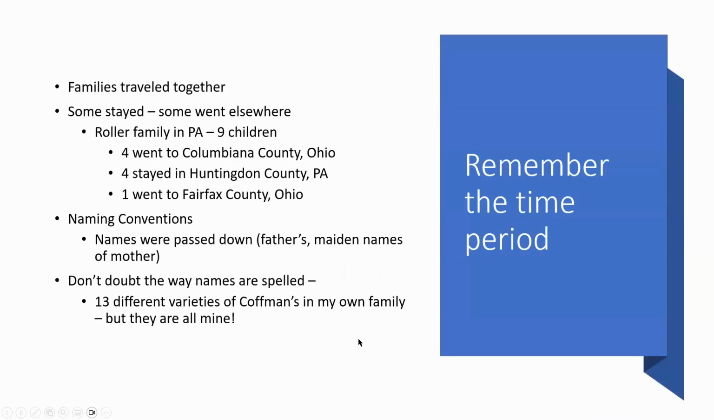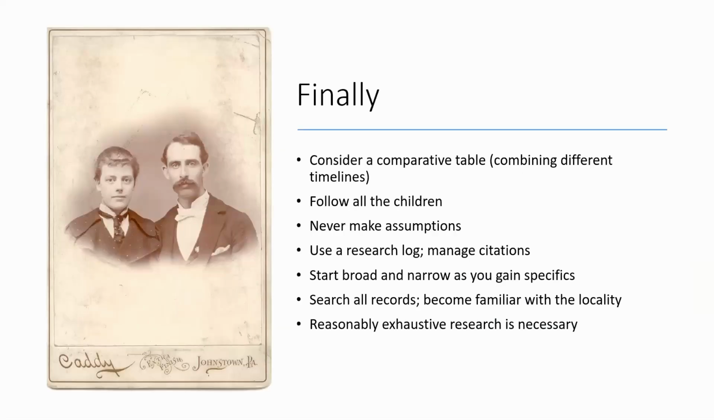Remember that families traveled together. In the Roller family, they came out of Pennsylvania. 4 of the children went to Columbiana County, 4 stayed in Huntington County, Pennsylvania, and 1 went to Fairfax County, Ohio. Naming convention, names are passed down very often. Pay attention to that. In my own family, I've got 13 different varieties of how you spell Kaufman, my maiden name, and they're all in my tree.